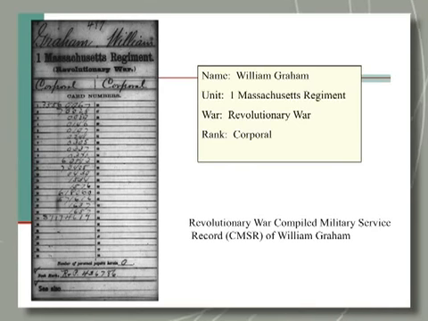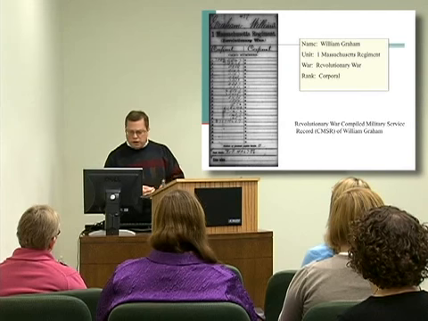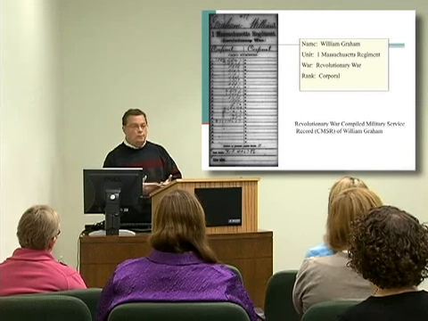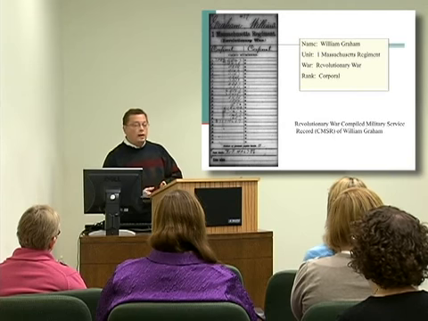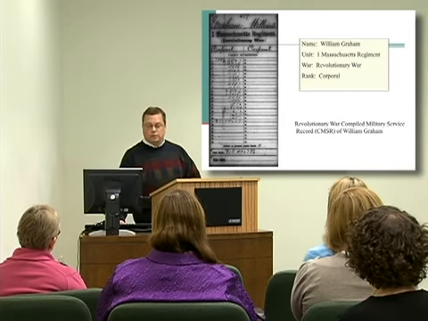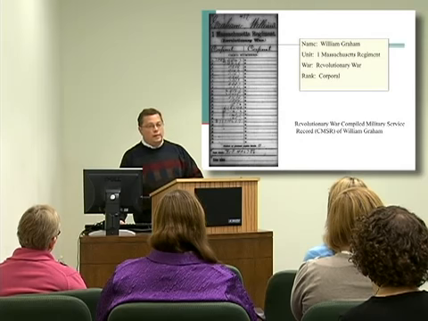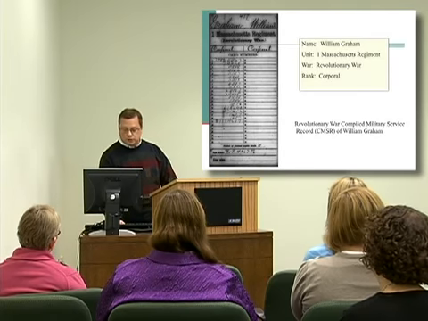If you look at the first image from that service record, this is actually an image of the jacket that the record is contained in, and it gives you the basic information right on the jacket about the soldier, including his name, his unit, the war he served, and it will also provide the rank that he held when he went into service and the rank that he held when he was discharged from service.